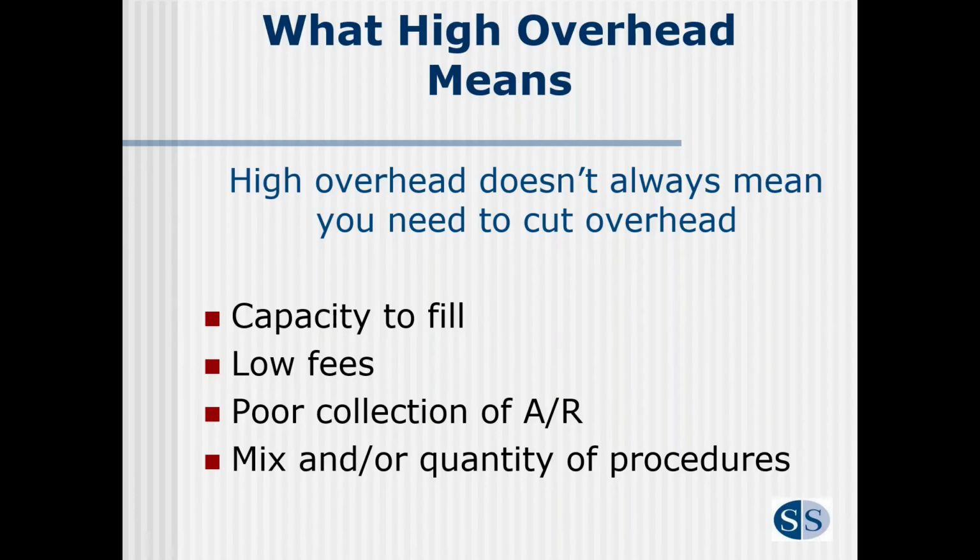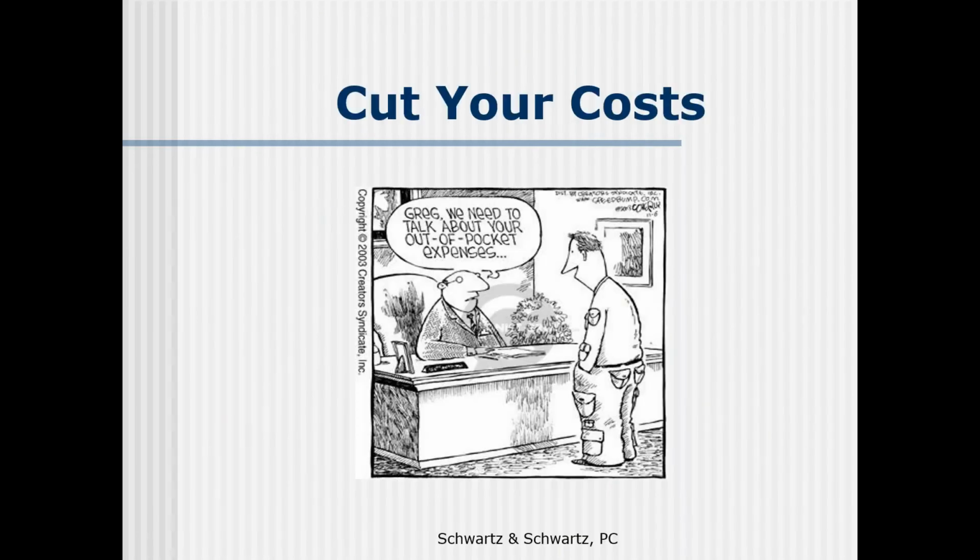All right, so, okay. So let's just spend the last few minutes talking about ways that you can cut your costs. And then here's a little cartoon. And this guy says, Greg, we need to talk about your out-of-pocket expenses. And if you look, the guy has pockets on his pants, pockets on his shirt. He had a lot of pockets. So it's a play on the word pockets. Very funny. Okay.